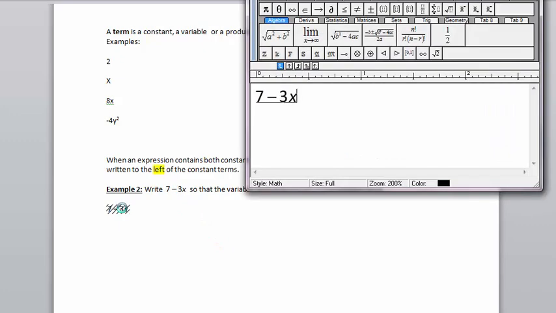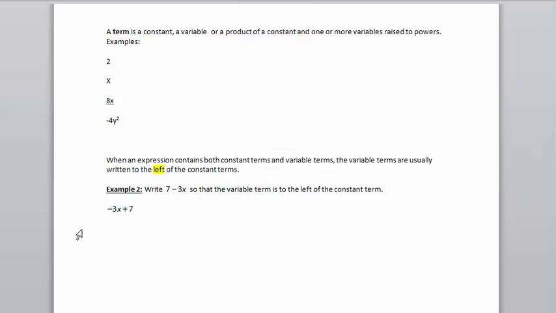So the variable is to the left. Notice that the 3x is negative, the 7 is going to be positive. So if we're going to put the 7 at the end, we're going to have to say plus 7 to write that at the end. This would be in the normal order, the order that terms are usually written, variables decreasing left to right.